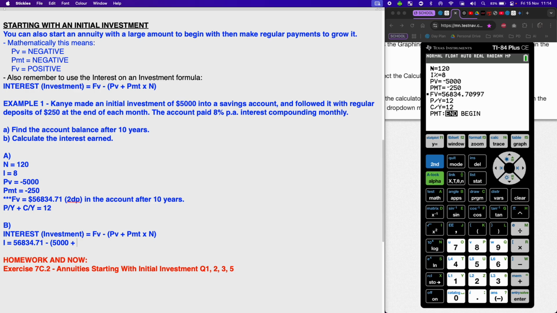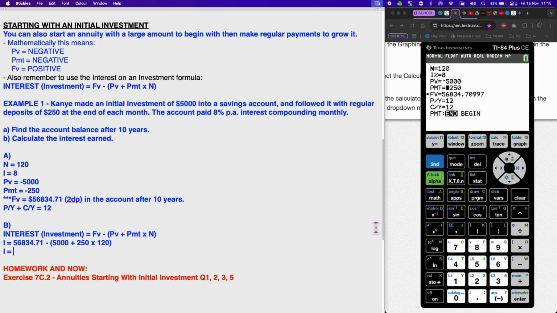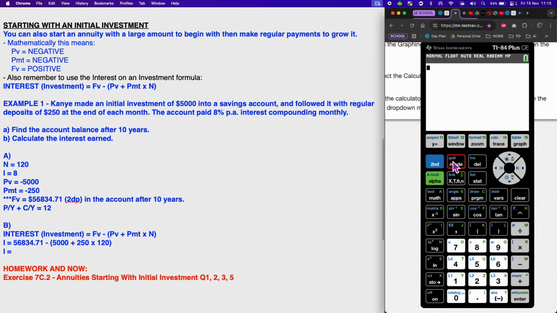PMT, what's he PMTing? $250. How many times is he doing the $250? 120 times over the course of the investment. So if I want to get out of TVM and go back to the calculator, press second mode for quit.